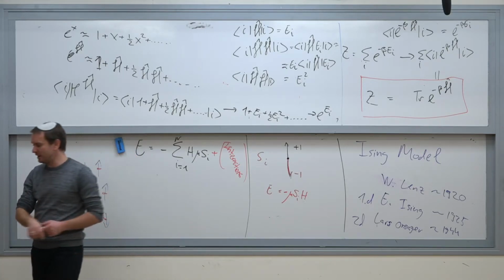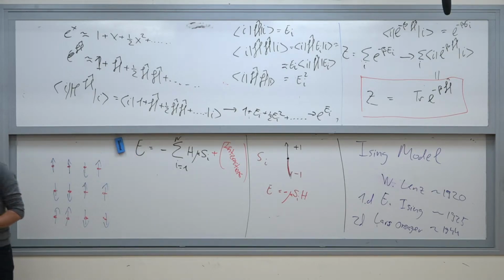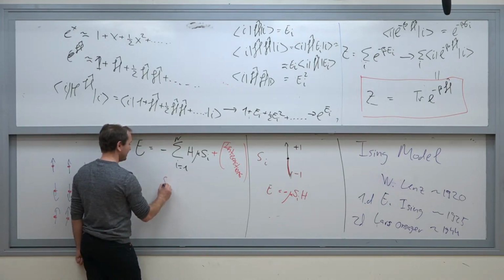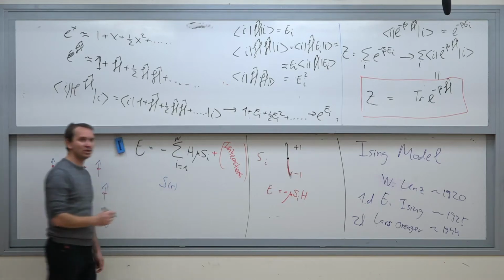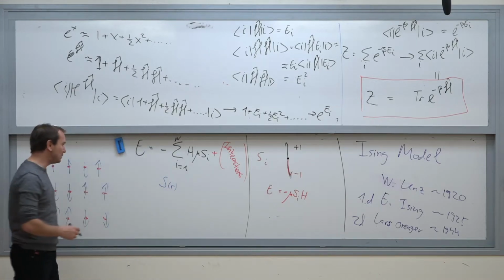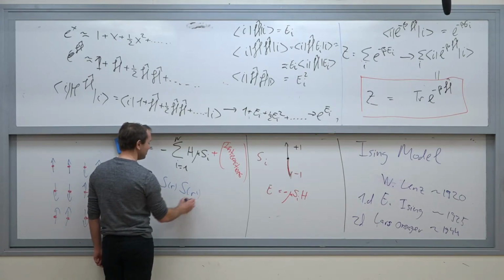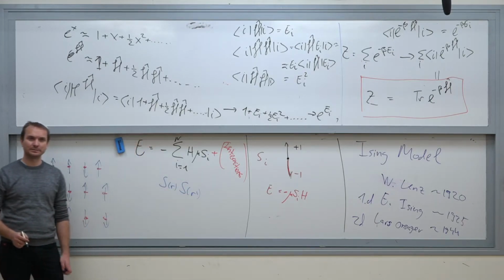How I define those interactions. So I'm saying, let's take S in position R on my lattice, and I will take also S on position R prime on my lattice.